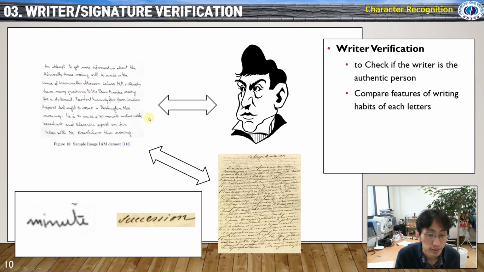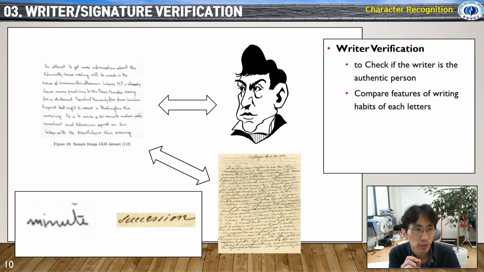assume that this is one person's handwriting, and this one is another person's. There is a document whose writer we do not know, but it is suspected that this document was written by the same person. In that case, we may compare them word by word, character by character, and sentence by sentence, and compare the features and habits in each document. So this is writer verification.